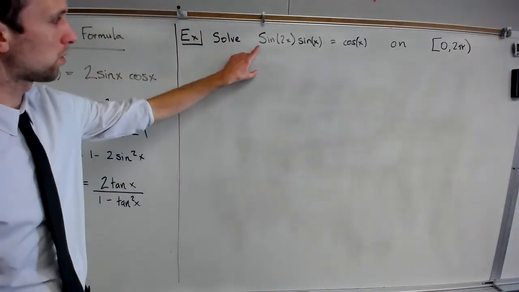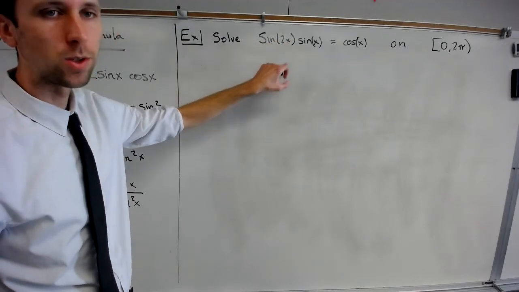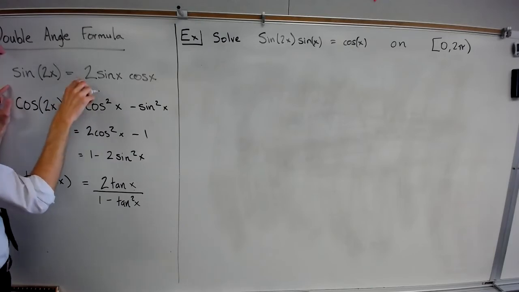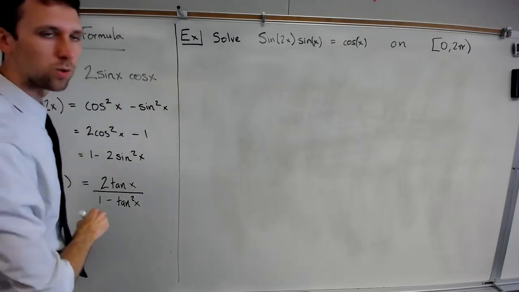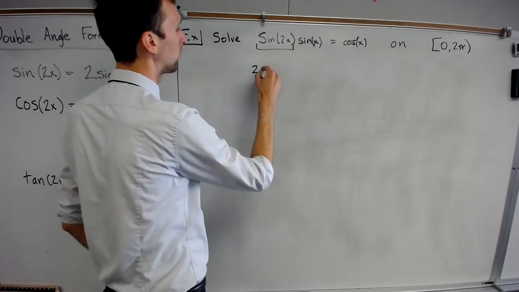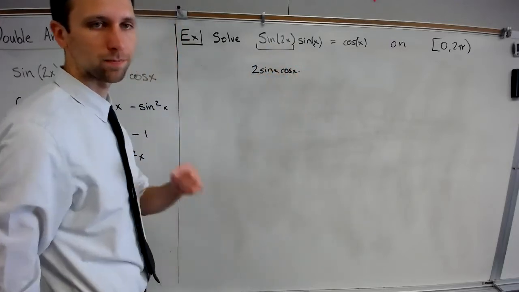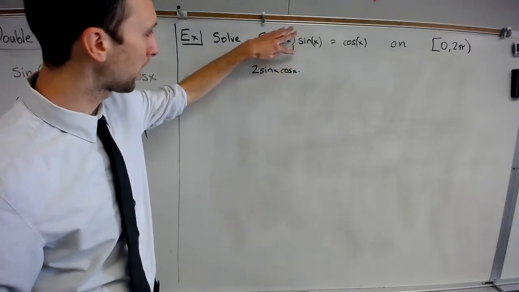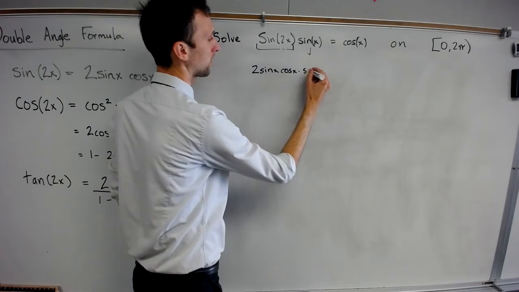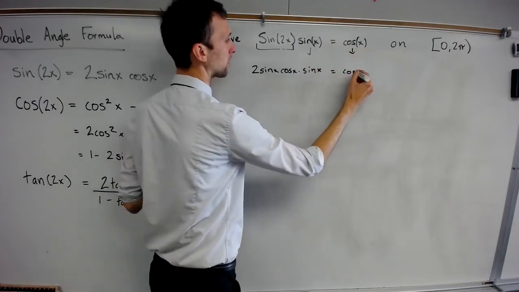Okay, so what jumps out to me is this is sine of 2x, and I know I have a formula for that. Sine of 2x can be rewritten and replaced with 2 sine of x cosine of x. So I'm going to replace that with 2 sine of x cosine of x, and that's being multiplied by sine of x. So I still need to include this original sine of x equals cosine x.